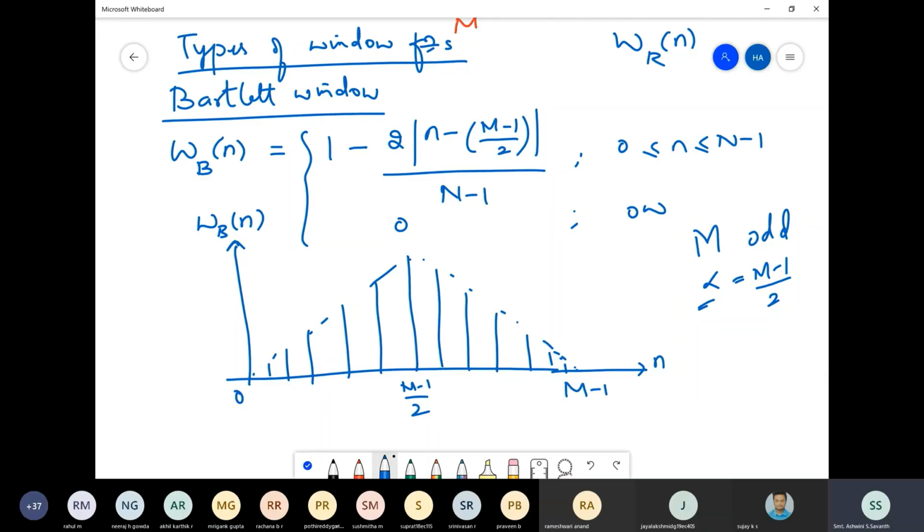The equation is important because you will have to use it in the design procedure. Sorry, this is m minus 1. I used m. M minus 1. Shall we go to the next one? Next is the Hamming window.